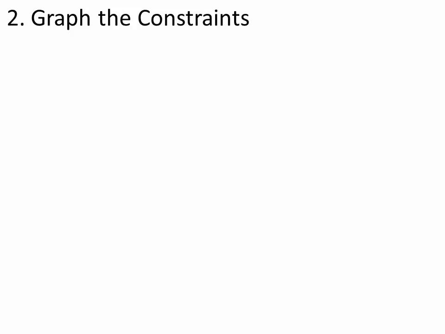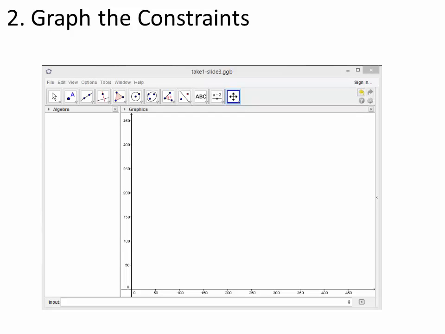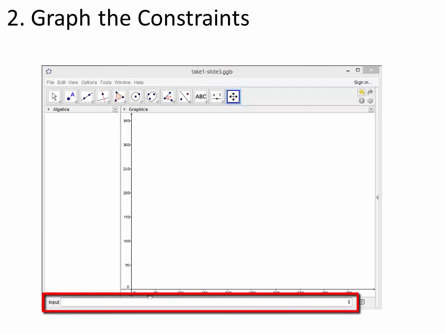In order to graph the constraint inequalities, we graph the associated equations: 5x plus 15y equals 2,250, and 7x plus 10y equals 2,250. To do so, click on the white bar labeled Input that runs along the bottom of the Geogebra window.